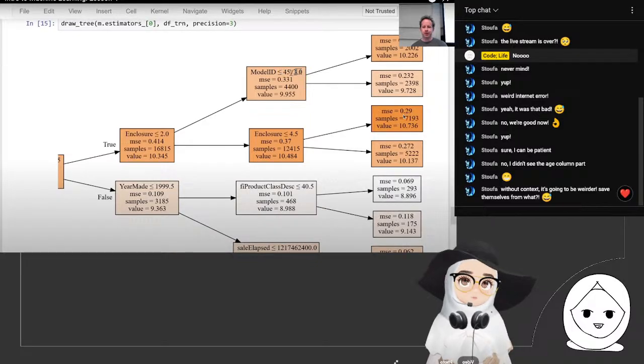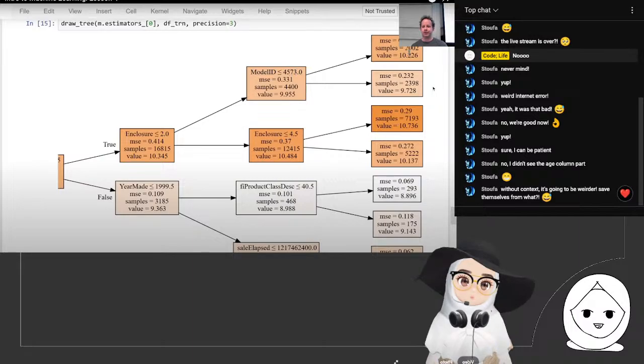Without context, it's going to be weirder. Save themselves from what? My brain just went to kids. Kids don't know how to save themselves. So basically, Jupyter Notebooks are maybe kids? Nah, they're too good. Kids are not good. Kids are useless. But in a nice way.